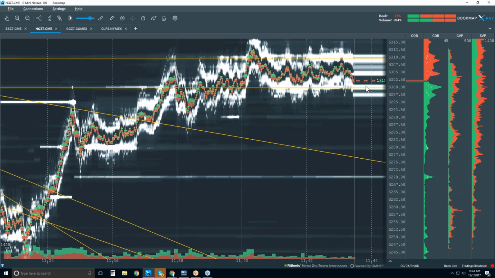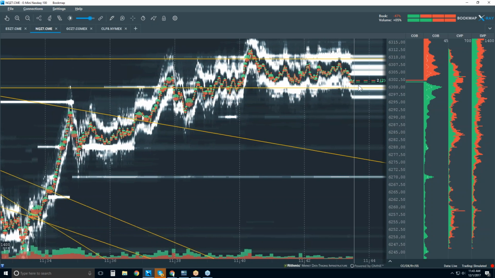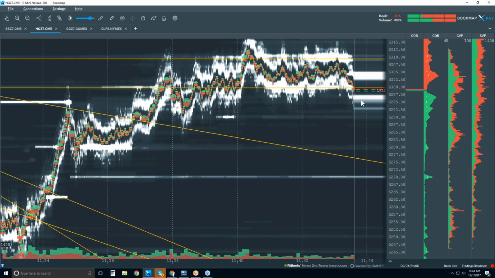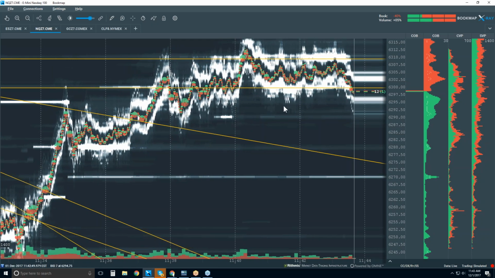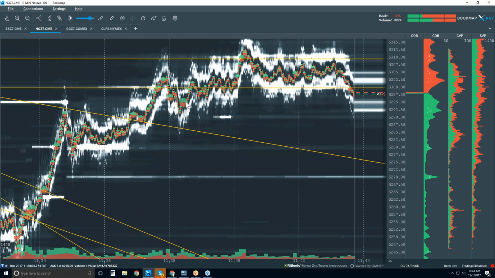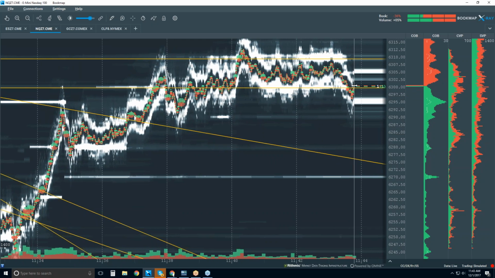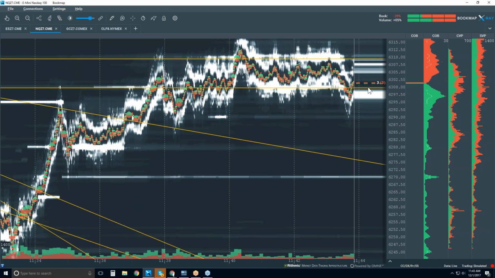There we go. Beautiful. Okay, and let's see if the sellers come back in now. Here they come. Beautiful. Okay, where are we going to go to? Let's look at maybe right down here at this little area, and then maybe a pullback. Okay, beautiful.